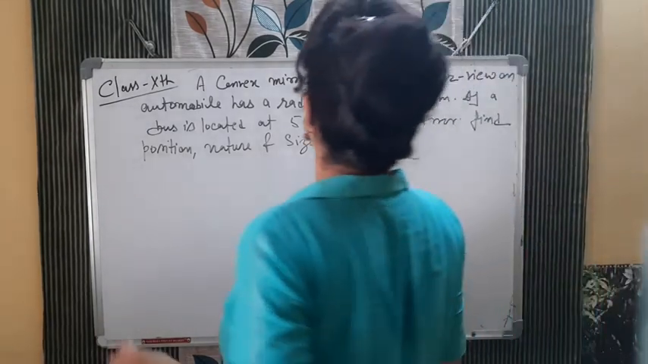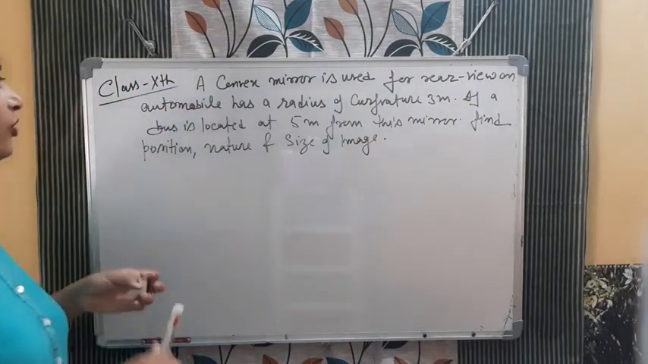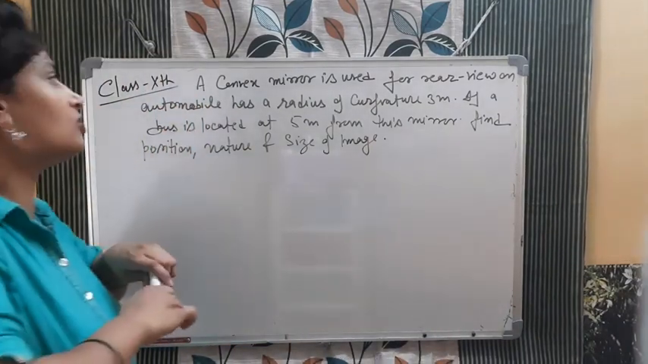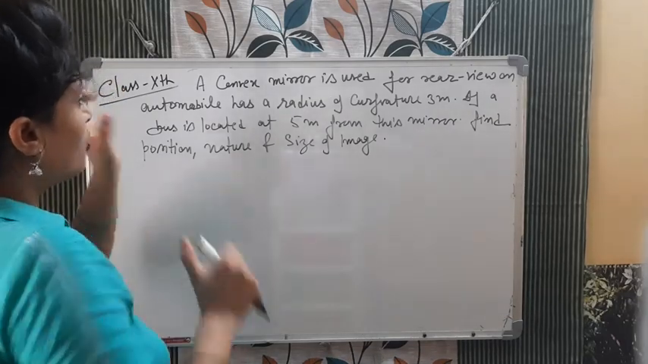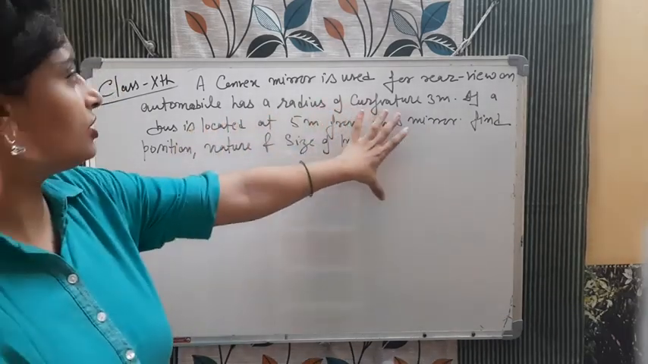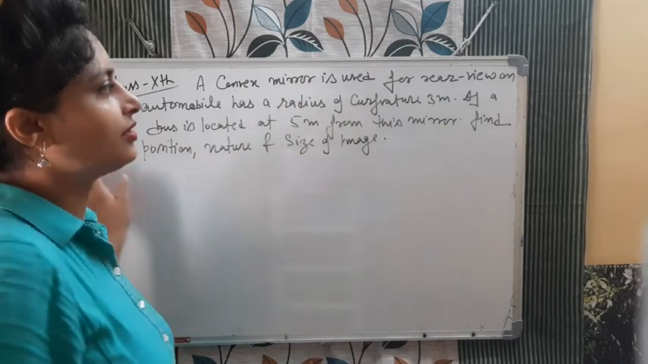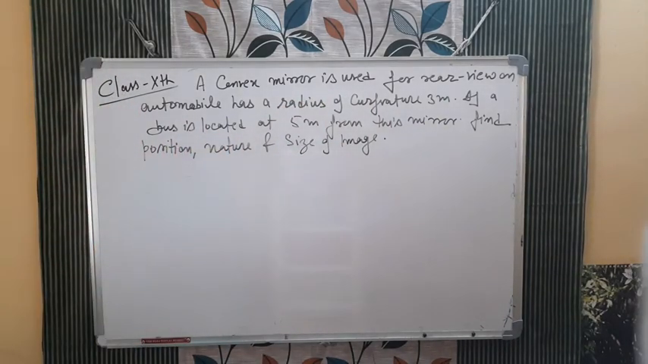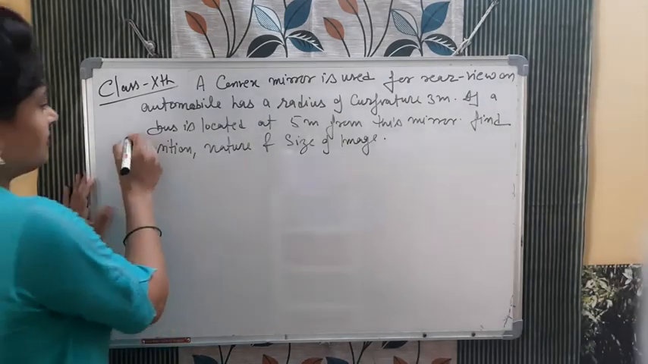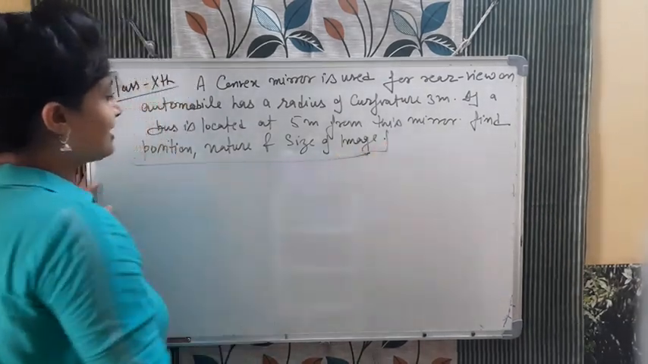A convex mirror is used for rear view on automobiles. That we studied in uses also. We use convex mirror as a rear view mirror. The automobile mirror has a radius of curvature 3 meter. The convex mirror's radius of curvature is given. If a bus is located at 5 meter from this mirror, find the position, nature and size of the image. Position, nature and size of the image.